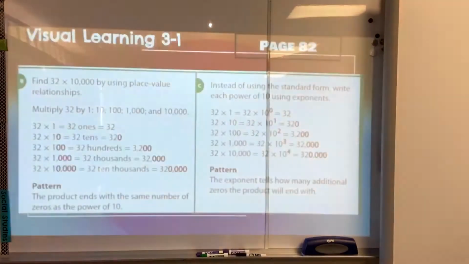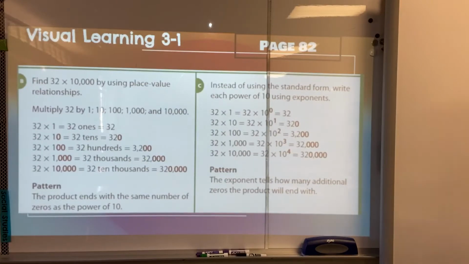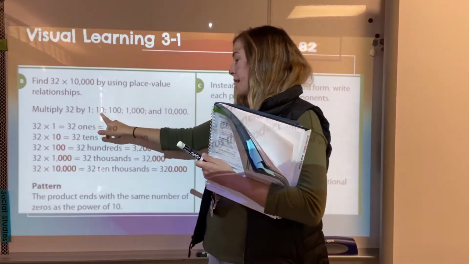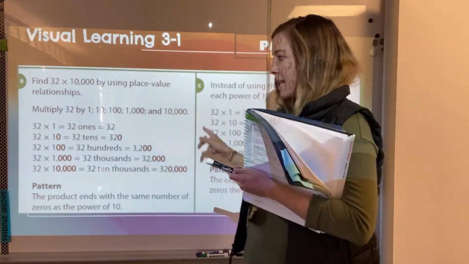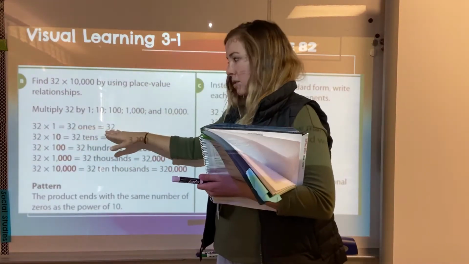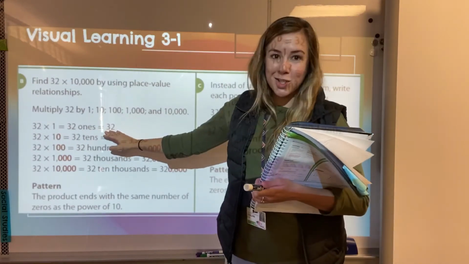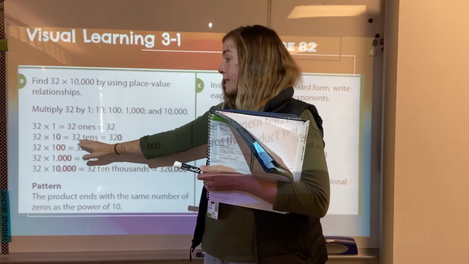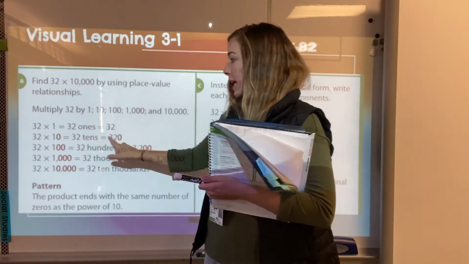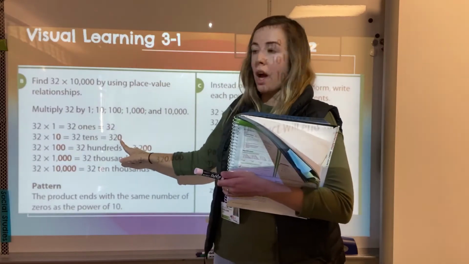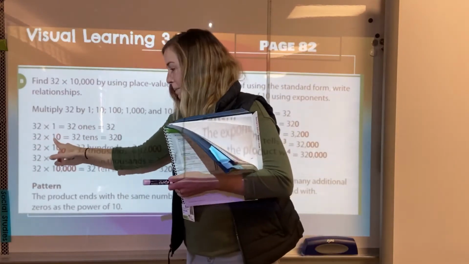Looking down at the bottom of the page, it says find 32 times 1, 10, 100, 1,000, and 10,000. So 32 times 1 is just 32 ones, or 32. And any number times 1 is just the other number. Now 32 times 10 would be 32 tens, or 320. And you'll notice we had 1 zero here in our tens. We have 1 zero added on to our other number that we're multiplying by.